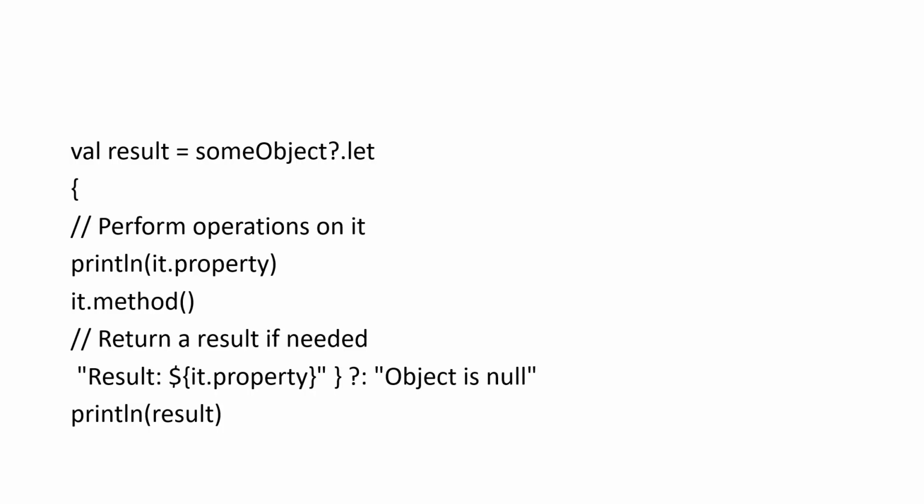Here is the syntax. We have created one val variable, val result, and initialize this to some object dot let, perform operation on it. Println it dot property, it dot method, result, return a result if needed. Result it dot property, if object is null, println result. Let's do one practical to understand it in detail.